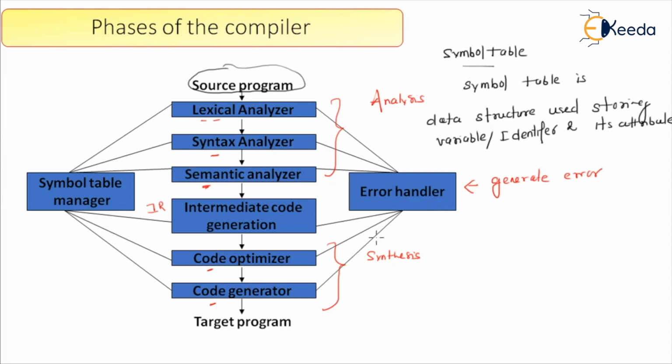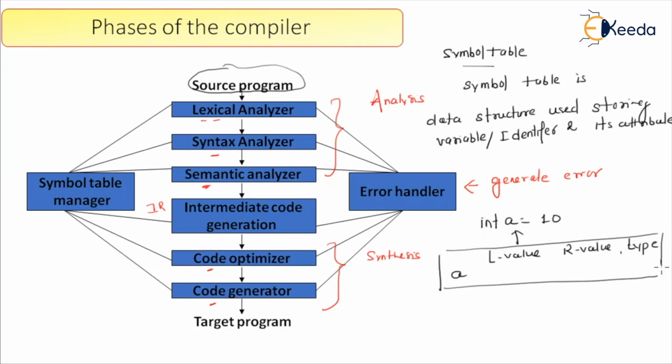What is a variable or identifier? This is a very common thing: we declare a variable something like int a = 10. So this a we term as a variable or identifier. So like here, a, what is the L value associated with a? What is the R value associated with a? What is the type associated with this? Okay, so all this information we are putting in a table form, and this table we are calling a symbol table.